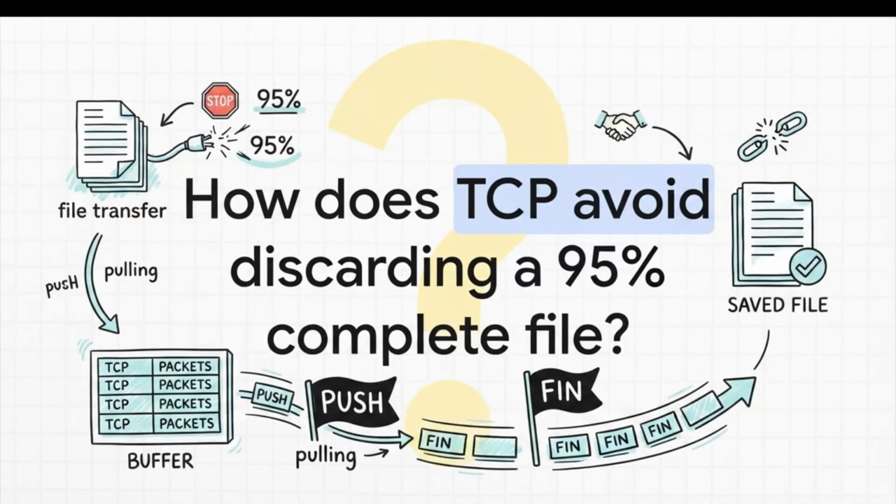But what happens when things go wrong? Say a connection breaks during a massive file transfer at like 95% completion. How does TCP avoid completely corrupting and throwing away the whole file?